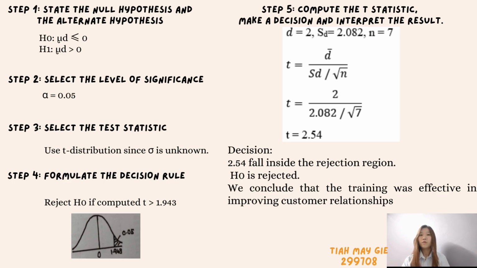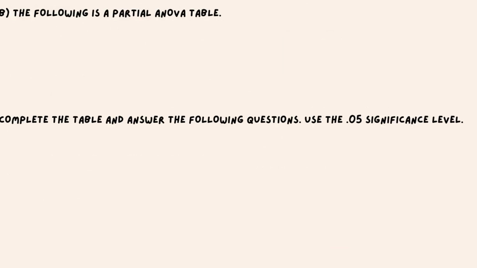To find the computed T, we use the formula: the mean of the difference divided by the standard deviation of the difference divided by the square root of the number of differences, which is 2 divided by 2.0x2 divided by the square root of 7, which equals 2.54. The decision: 2.54 falls inside the rejection region. H0 is rejected. We conclude that the training was effective in improving customer relationship.